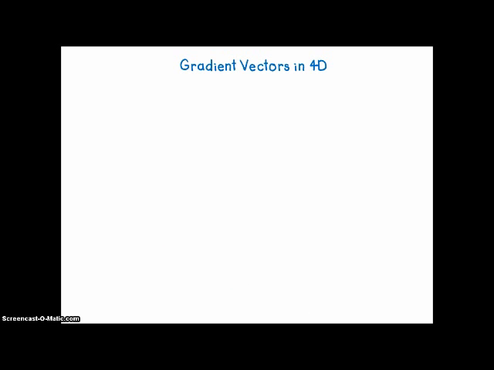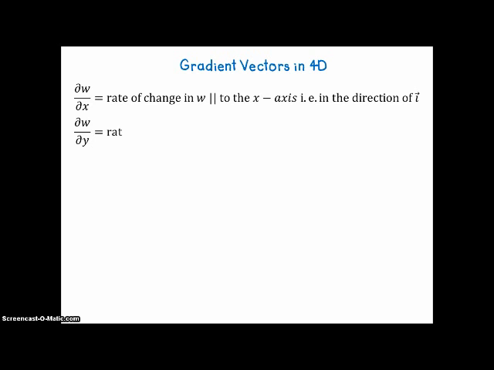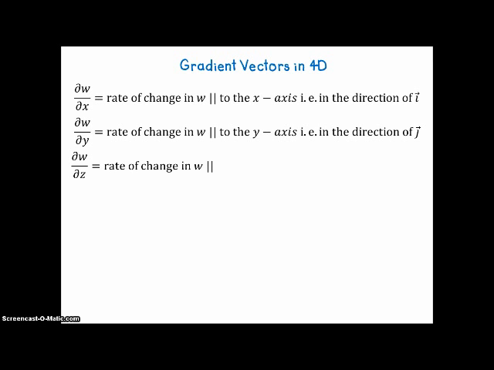Okay, now we're going to move up to gradient vectors in 4D. So this time we have a rate of change with respect to x, parallel to the x-axis, in the direction of i. We have a partial derivative that gives you the rate of change in w parallel to the y-axis, in other words, in the direction of j. And then the partial derivative with respect to z this time will give you the rate of change in w with respect to the z-axis, in other words, in the direction of k.